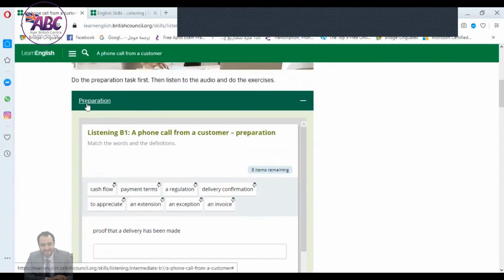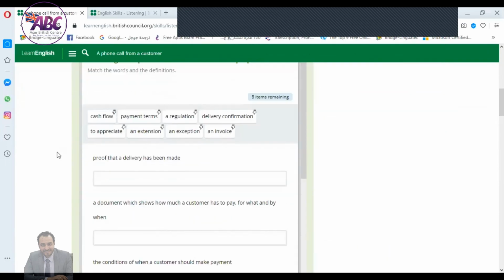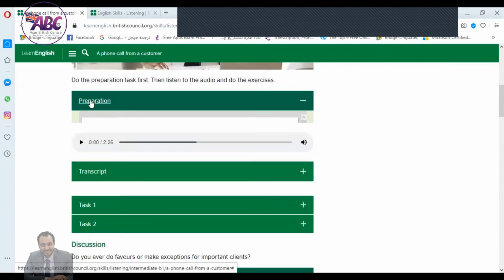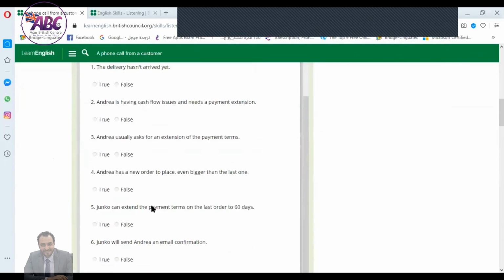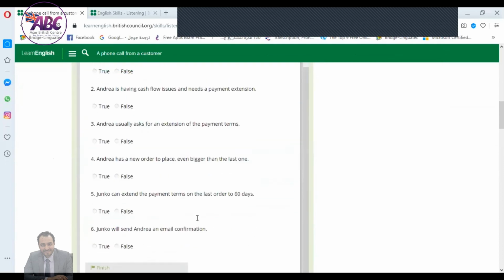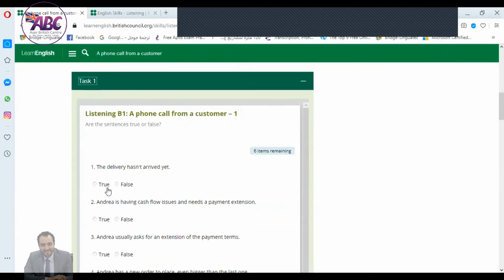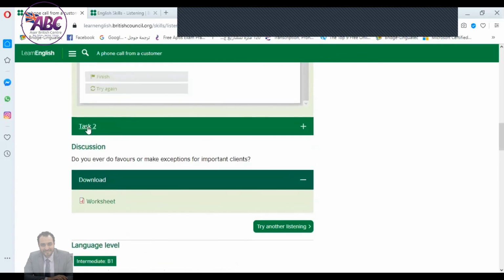So the preparation on this website here is very important if you want to take the IELTS. After you do the preparation, understanding the vocabularies and work on them, you'll find the transcript. Don't use the transcript. Proceed directly to task 1. Have a look on it, but scan it as fast as you can, okay? And then play the audio and try to answer the questions. Task 1 and move on to task 2.